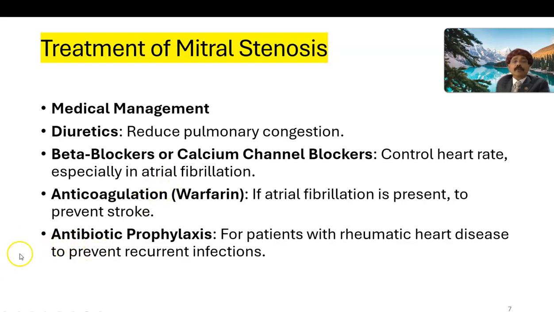Anticoagulation with warfarin if atrial fibrillation is present, to prevent stroke. In atrial fibrillation, there will be too much contraction of the atria, but not forceful contraction, and there will be a chance of formation of blood clots that may go to the brain. So anticoagulation is essential if atrial fibrillation is present to prevent stroke. Antibiotic prophylaxis for patients with rheumatic heart disease to prevent recurrent infections.